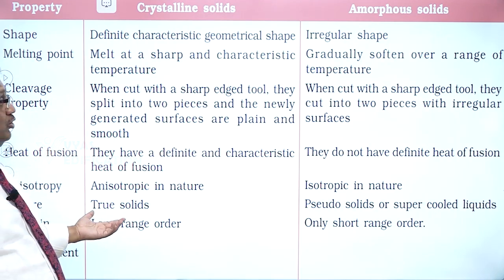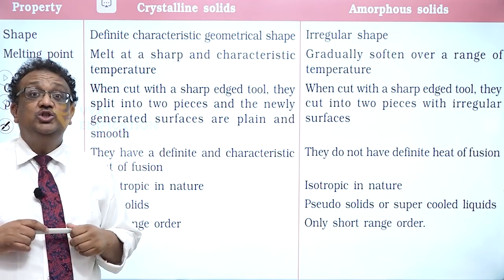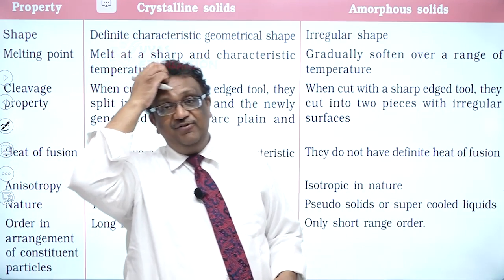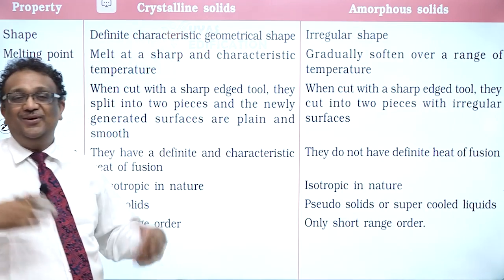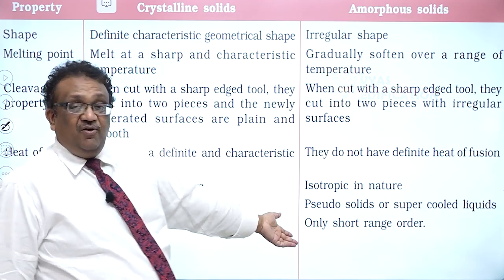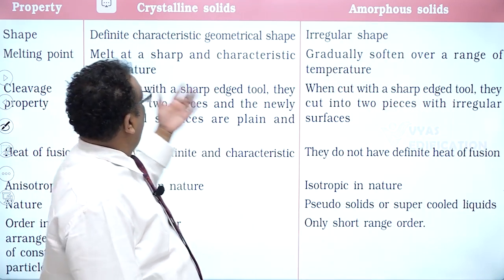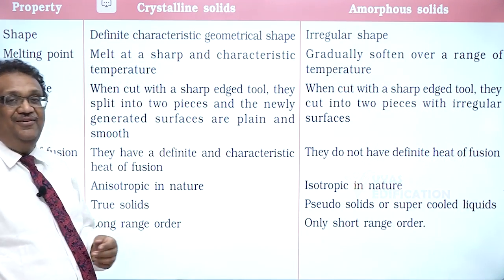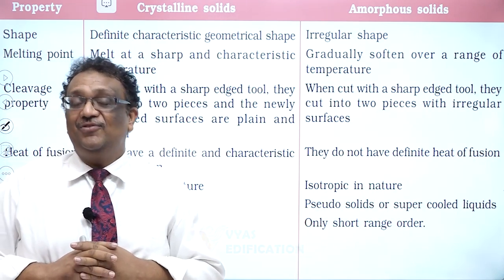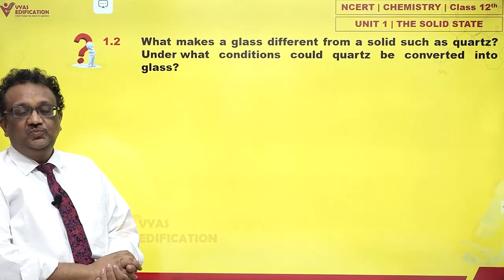Sometimes crystalline solids are called true solids, and amorphous solids are called pseudo-solids. Even supercooled liquids is a very fancy name which is given to amorphous solids because they don't have a long range order. So they may not have an order or they may have a short range order, while crystalline solids always have a long range order.